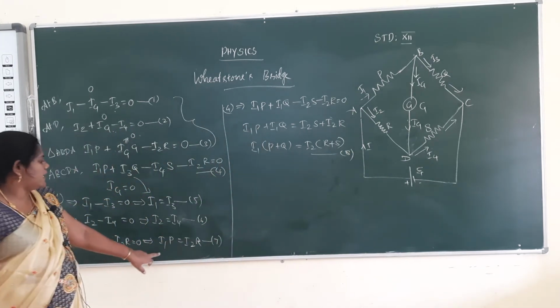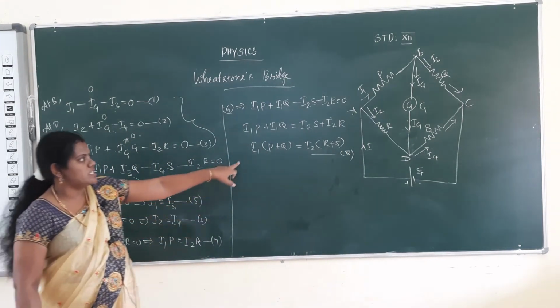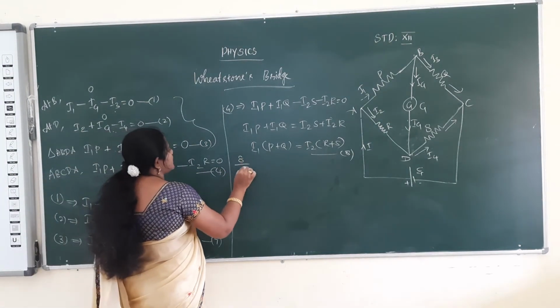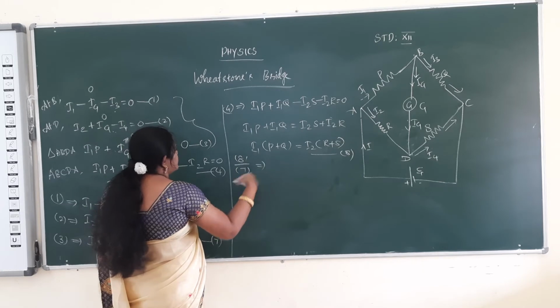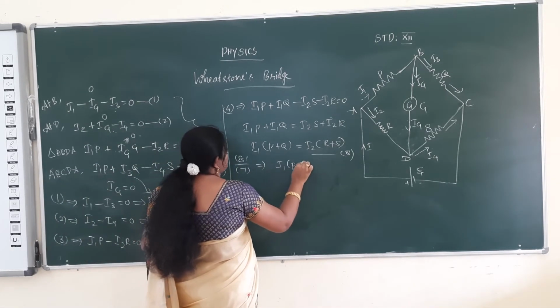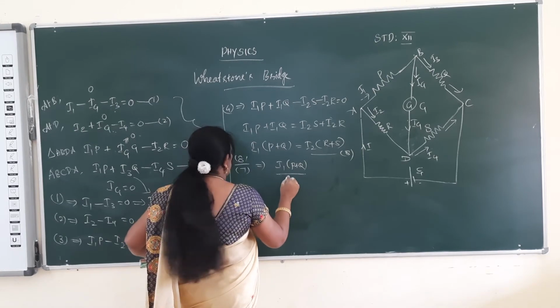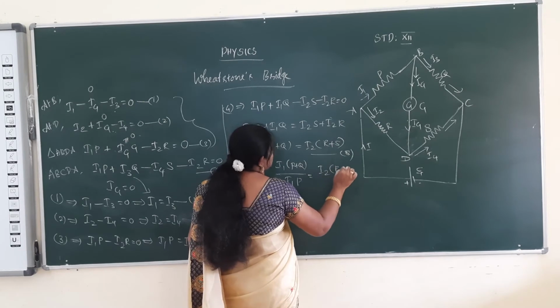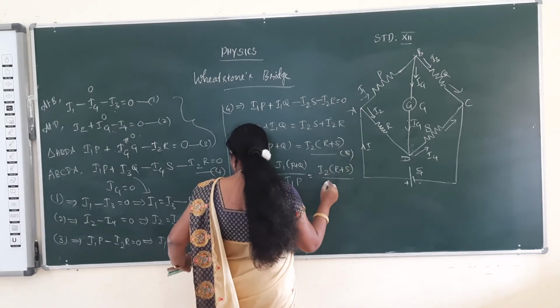Equation 8 is divided by equation 7. What is the 8th equation? I1 times B plus Q, divided by the 7th equation, I1B is equal to I2 times R plus S. The second equation is I2R.